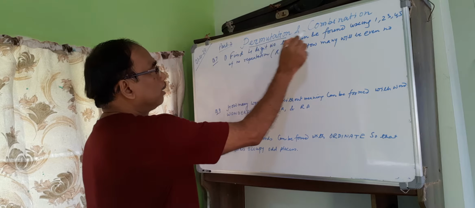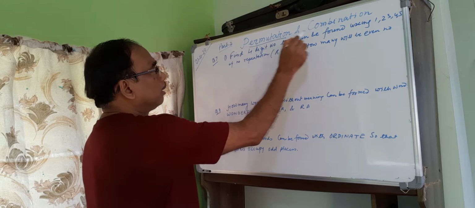If repetition is allowed, we can do another way. If allowed, it is not given here also, then we can do 5, 5, 5, 5. That is 5 into 5 into 5 into 5, that is 625 ways. That is for repetition allowed; the earlier was for no repetition.